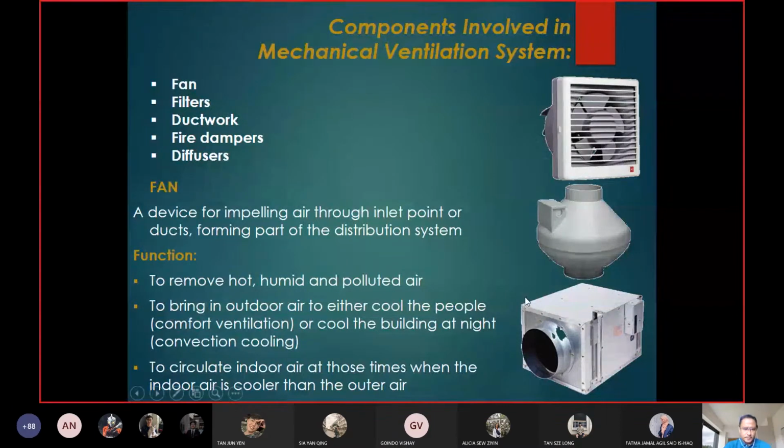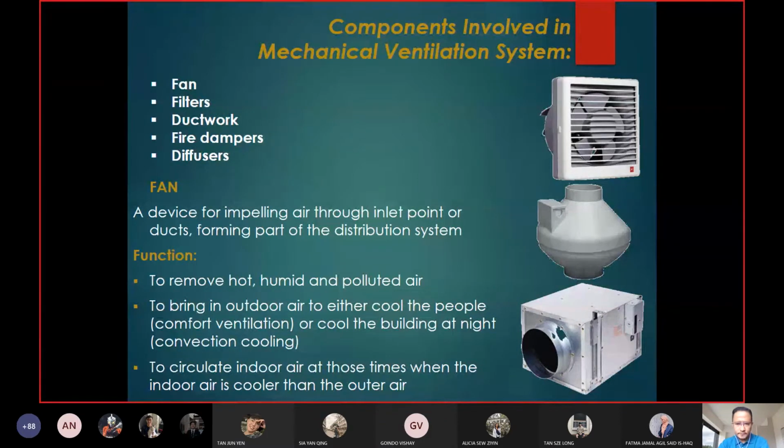The function is basically to remove hot, humid, and polluted air. I think from the beginning we have discussed this. What was the function of the fan? Another function is basically to bring in outdoor air to either cool the people or cool the building, and to circulate indoor air at those times when the indoor air is cooler than the outer air.